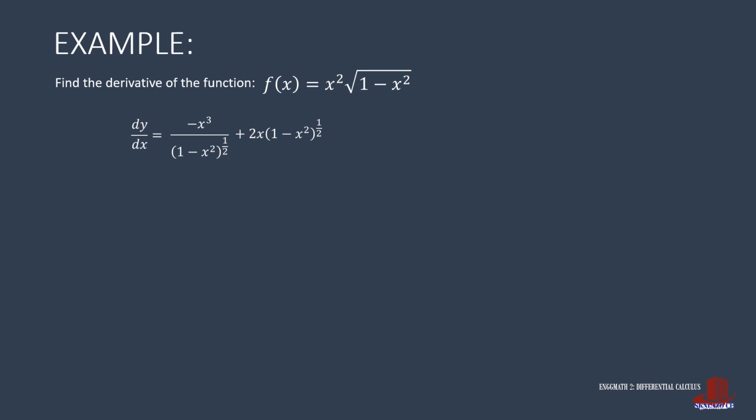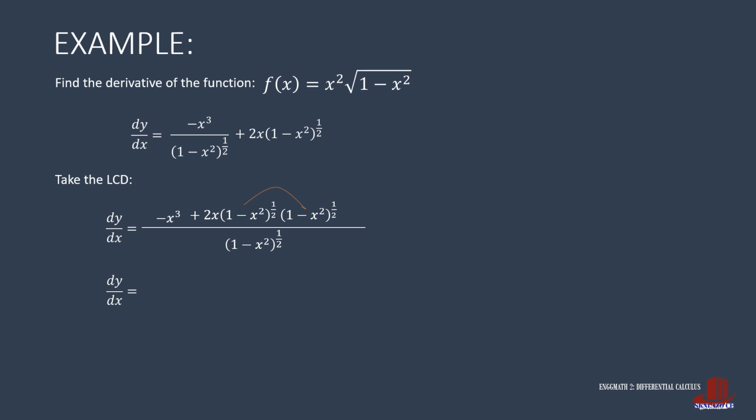Through algebra, let's simplify the terms. Take the least common denominator to make a single term. The LCD is the quantity of 1 minus x squared raised to 1/2. The numerator has the same negative x cubed, and the next term carries 2x multiplied by 1 minus x squared raised to 1/2. This time, this is multiplied by the LCD, which is the root of 1 minus x squared.